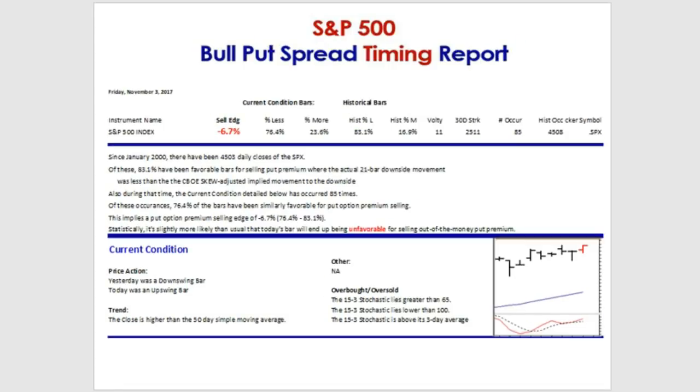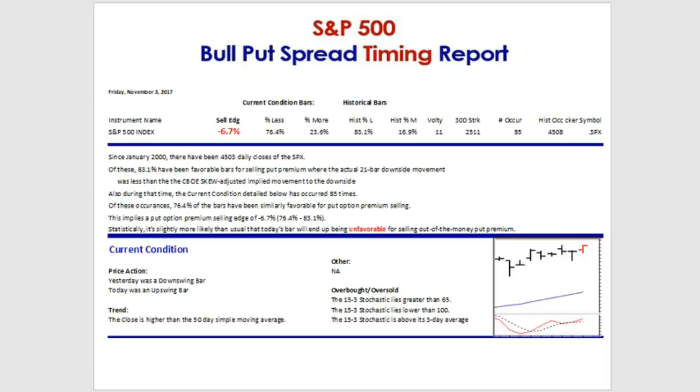Let's go to the Bull Put Spread Timing Report. This is for those of you that like to trade from a bullish perspective. Maybe you're leaning Condors bullish. Maybe you're just flat out doing credit spreads in the S&P 500. But this is predicated on selling put premium 30 days out, roughly a standard deviation away.